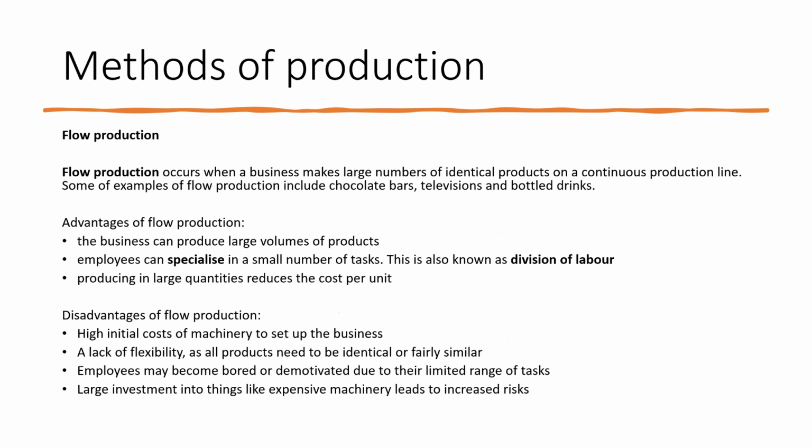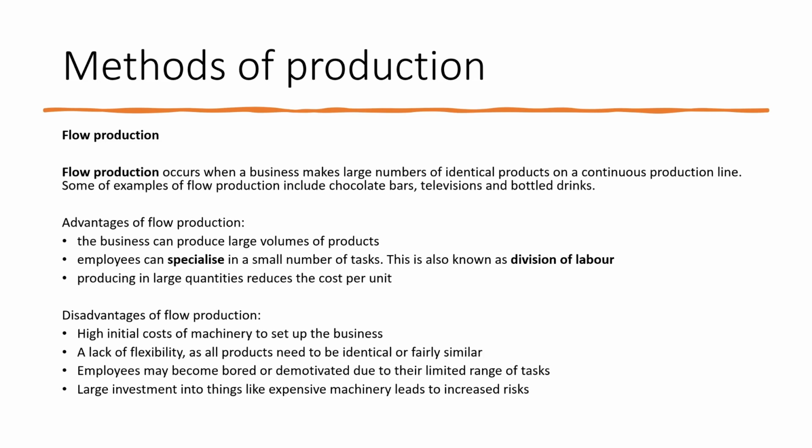Now let's move on to flow production. So flow production occurs when a business makes large numbers of identical products on a continuous production line. Some examples of flow production include chocolate bars, televisions, and bottled drinks. So these are things that are mass produced. So mass produced, all to be the same. So like cans of Coca-Cola.